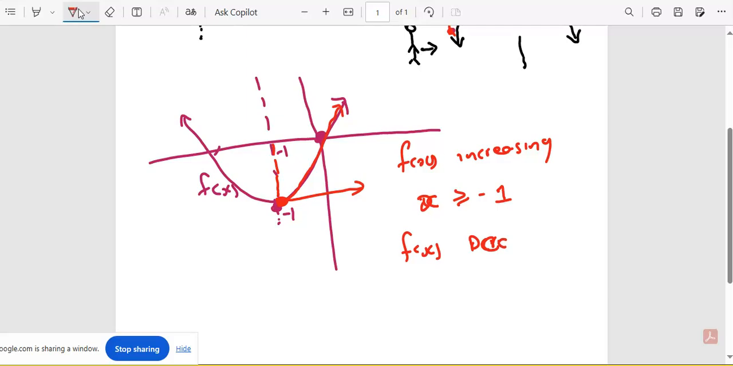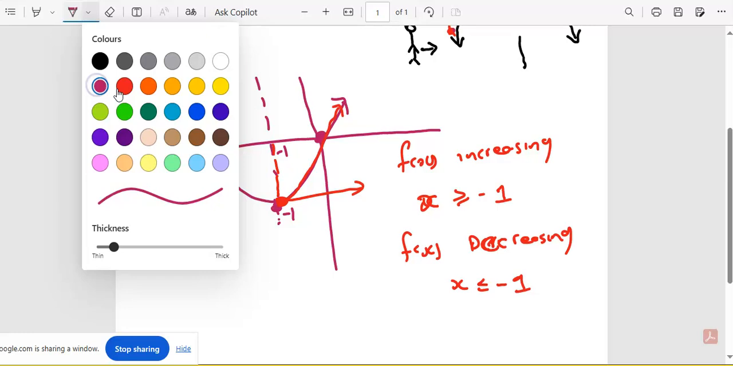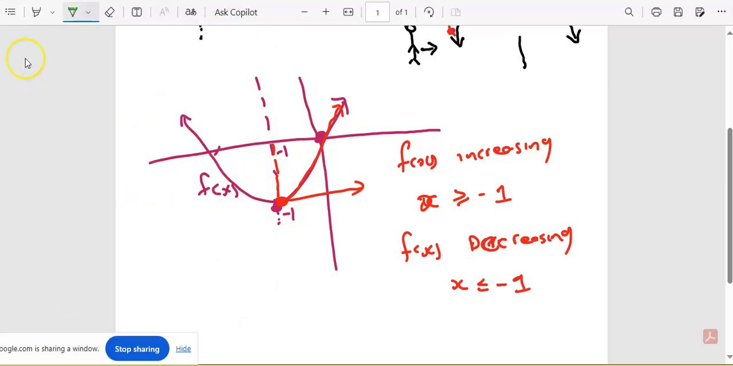And f at x will be decreasing if x is less than or equal to -1. Do you understand how I answered this question? Because where is this thing decreasing? It will be decreasing from this point. Let me quickly show you. It is decreasing from this point going up.